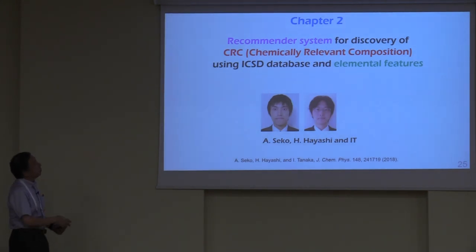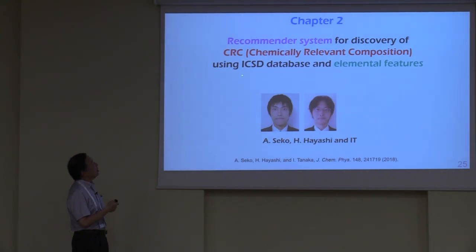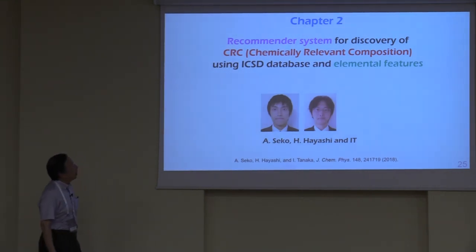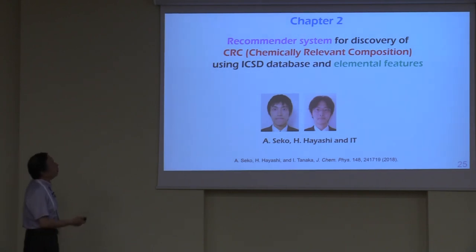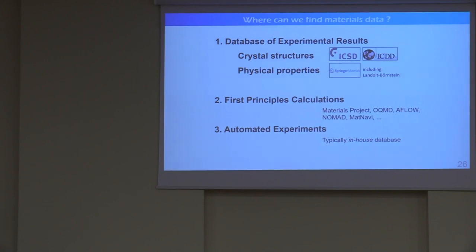In chapter 2, we use the ICSD database to find out some new compounds. Here, I need to explain two terms. One is recommender system. The other is chemically relevant. So let me explain one by one. The database we use is ICSD data.